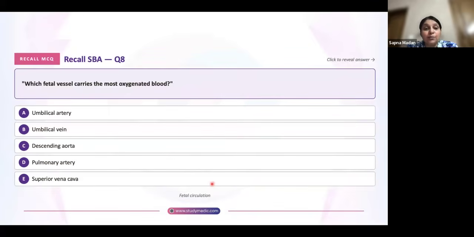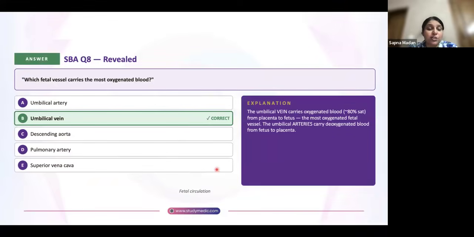Which fetal vessel carries the most oxygenated blood? Is it the umbilical artery, umbilical vein, descending aorta, pulmonary artery, or the superior vena cava? Again, we had discussed this in detail. It is very, very important, a very frequently asked question. The most oxygenated blood in the fetal circulation is in the umbilical vein. It carries around 80% saturation, and this is from the placenta to the fetus, the most oxygenated fetal blood vessel. Umbilical arteries will carry deoxygenated blood from the fetus to the placenta. So please do not get confused on this aspect.